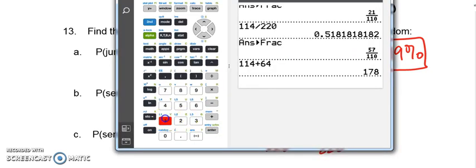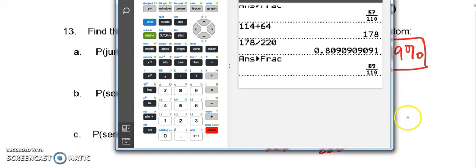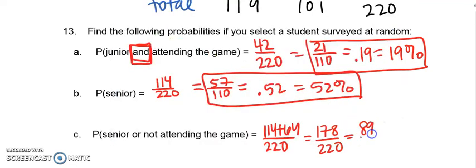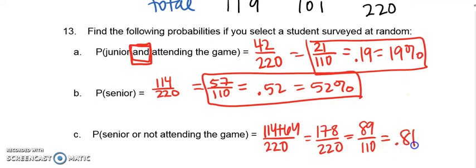And then we do 178 divided by 220, and we hit math, enter, and that's going to reduce the fraction to 89 over 110. Now, if we go on the calculator and look at the decimal, 0.809, so 0.81, which would be 81%.